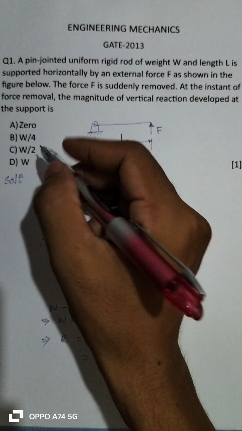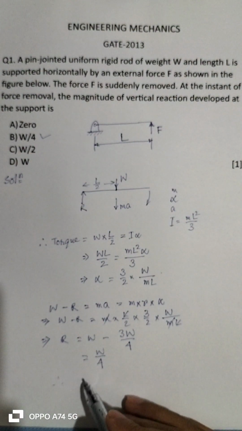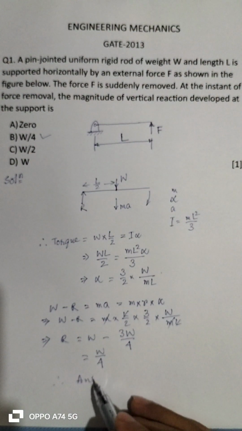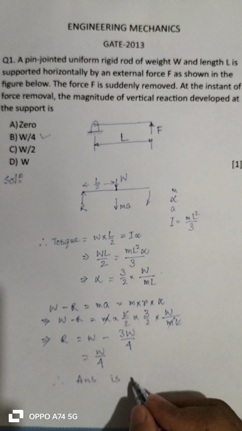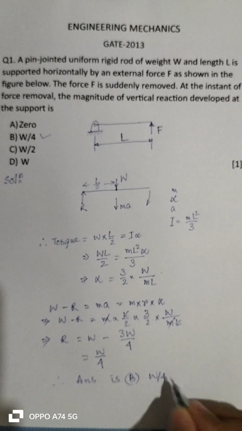So which is matching with B. Therefore the answer is B, W by 4. Okay.